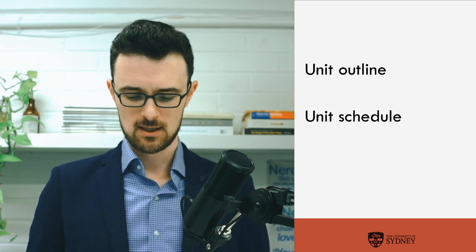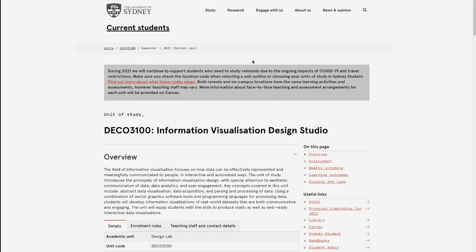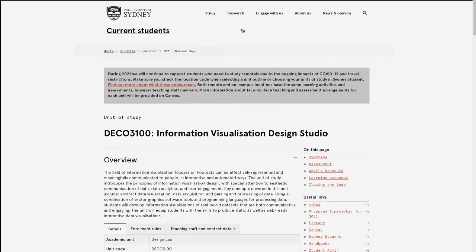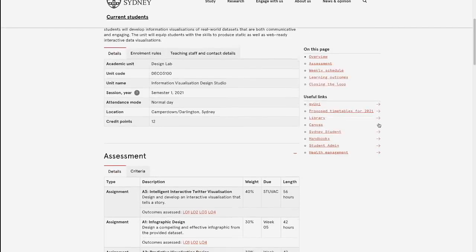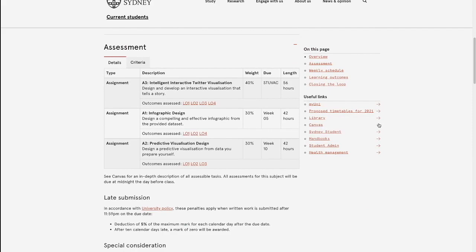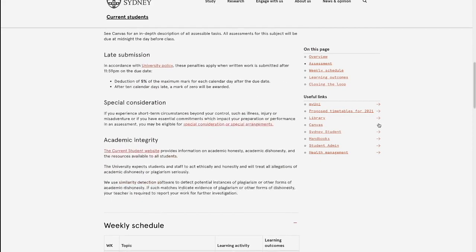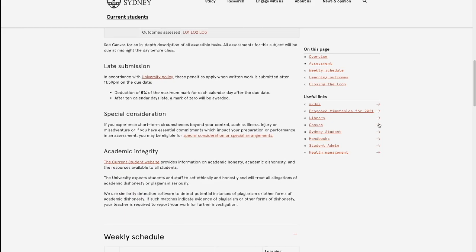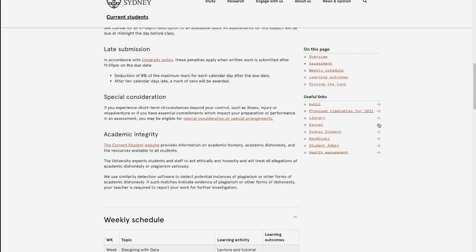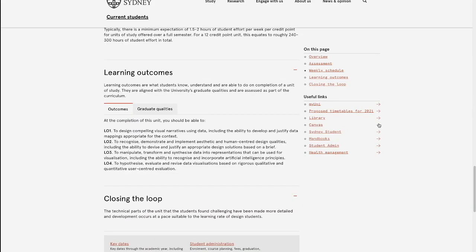Let's have a brief look at the unit outline first. So this is the unit outline. You can find it on the university's website by looking for DECO 3100. It gives you a brief overview, a little bit of a look at the assignments. These are given in more detail in the unit schedule, and I'd encourage you to look there. It talks about some of the policies that we're going to go through today. That's a good place to brush up on some of those. And then it has this.